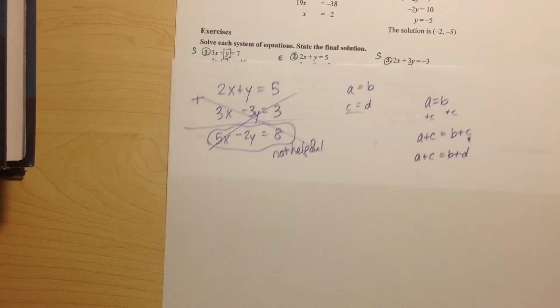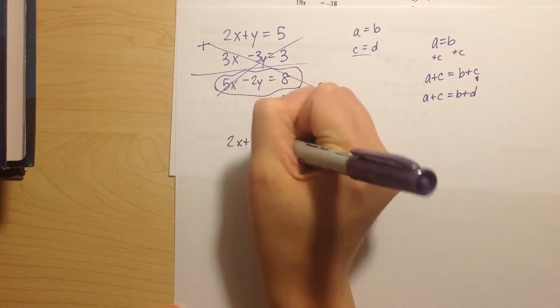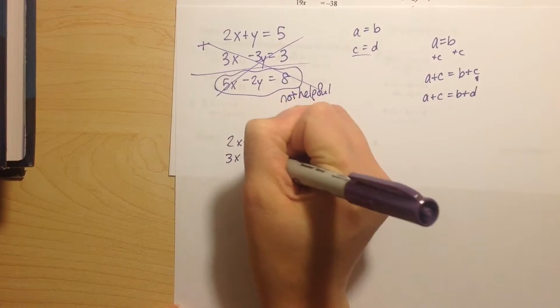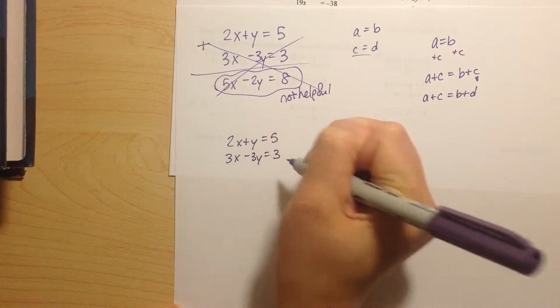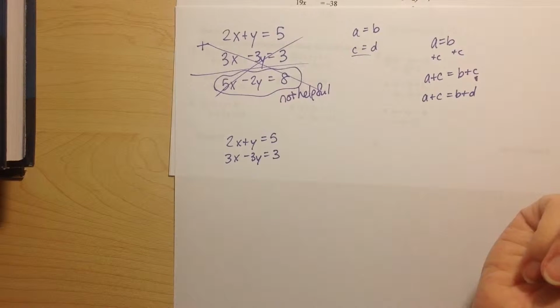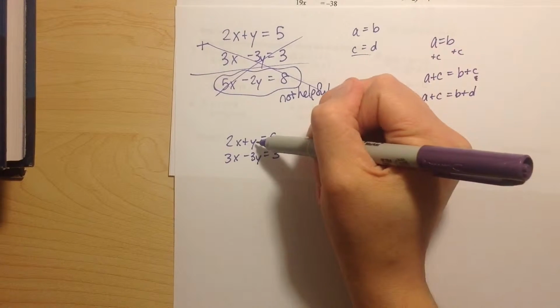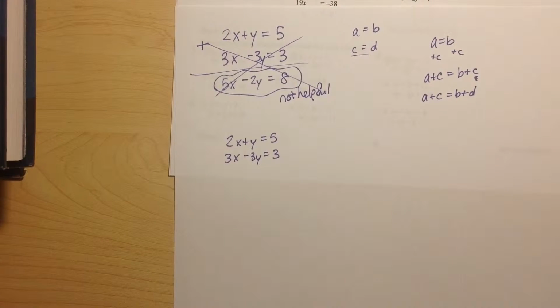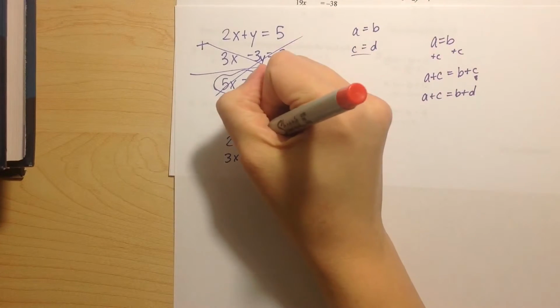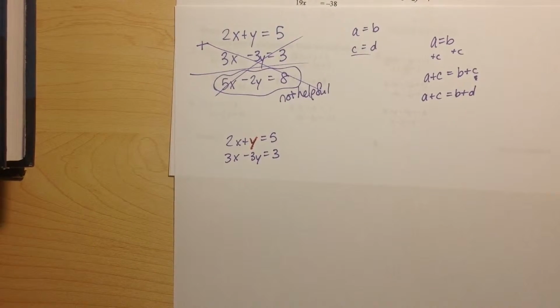What we're going to do instead is take my original. I had 2x plus y equals 5, 3x minus 3y equals 3. I need to eliminate one of the variables. If I can eliminate one of the variables, I can solve for the other one. Now, what I'm seeing is this. Notice how this y is alone. There's no coefficient on this y. What I'm going to do is multiply the top equation by 3.